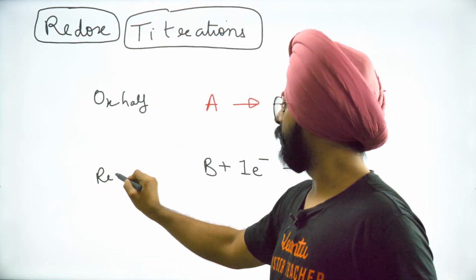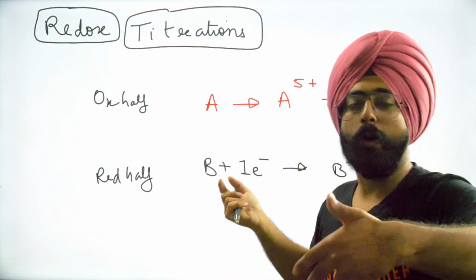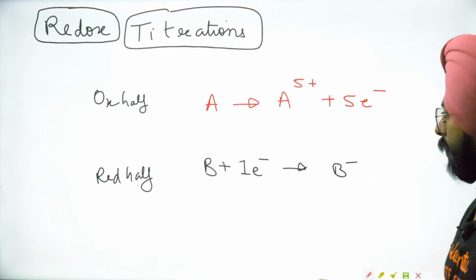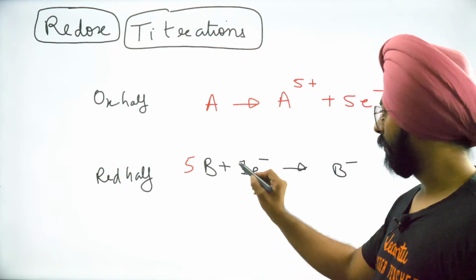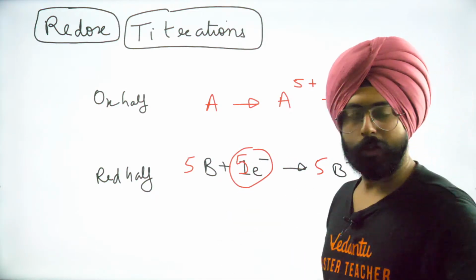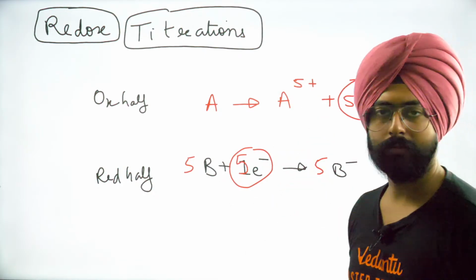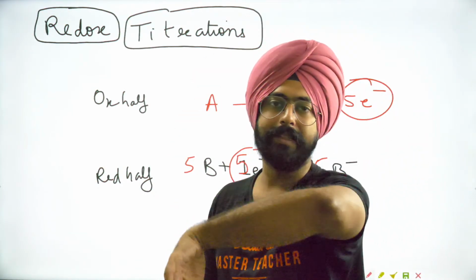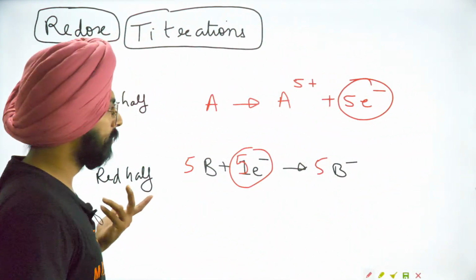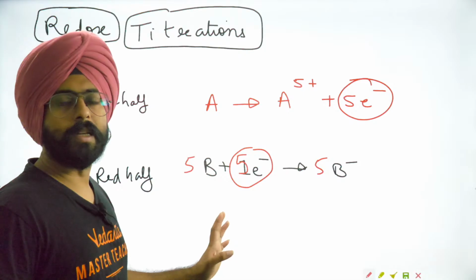If this is your reduction half, and 1A provides you 5 electrons, how many B's can react with 1A? Isn't it obvious? 5 B's will react with 1A, because it will get 5 electrons. So the ratio in which these redox reactions happen is the ratio of electrons. In acids, the ratio of H positives, and in bases, the ratio of OH negatives. Over here, the ratio of electrons. As simple as that. So this is the equivalent factor for redox species.